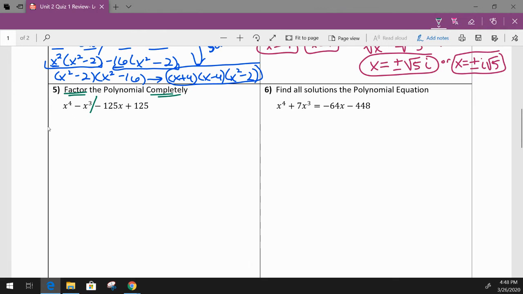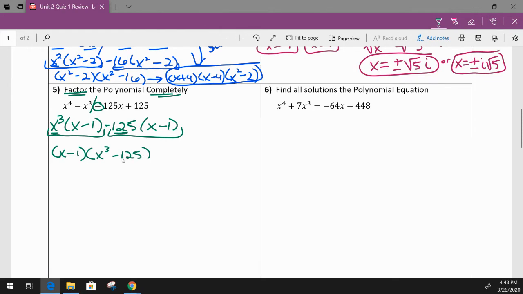I'm going to factor out the x to the 3rd, which then leaves me with x minus 1. And then for the negative 125, I want to factor out this negative 125, and that will again give me x minus 1 to match with this x minus 1. So once again, what they have in common, the x minus 1, and then the x to the 3rd minus 125 goes in parentheses. But you are not done here.